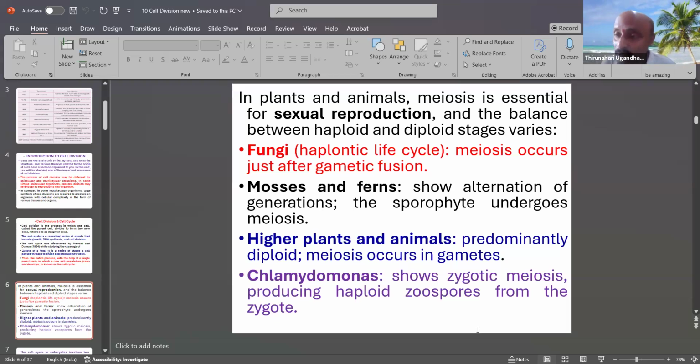The haploid stage is more and the diploid stage is less. In human beings, the diploid stage is more and the haploid stage is less. This means that at the time of fertilization, before gamete formation, the whole body is diploid, but the formation of gametes is haploid. That is the difference between the haplontic life cycle and the diplontic life cycle. Haplontic life cycles are seen in algae and fungi. The diplontic life cycle is seen in pteridophytes. Then bryophytes have the haplodiplontic life cycle.